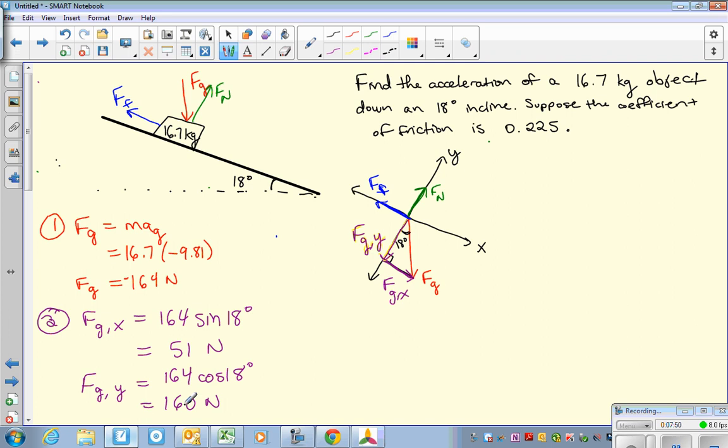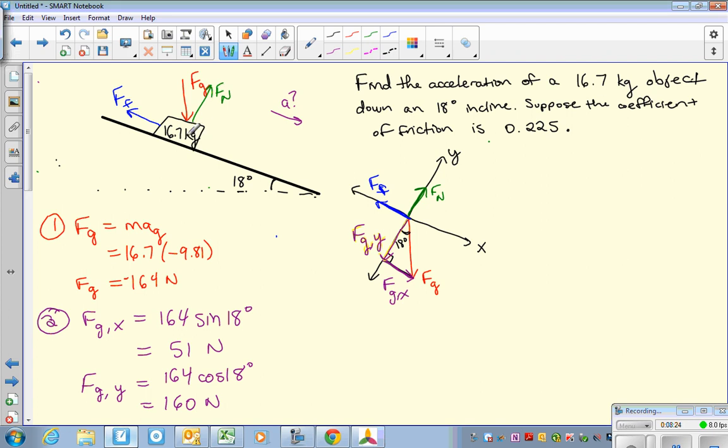So now we're one step further. Paying attention to this, we are trying to find the acceleration of the object. So I always want to go back to what we're trying to figure out. We're trying to find the acceleration of the object down the incline. So we're looking for this acceleration. So in order to find that acceleration, we need to find the net force in that direction. Well, there are only a few things going on in that direction.